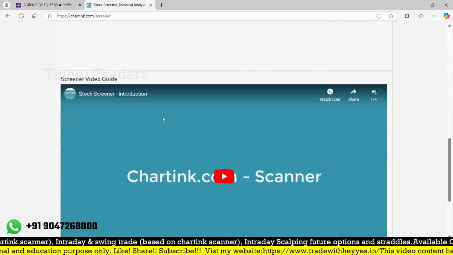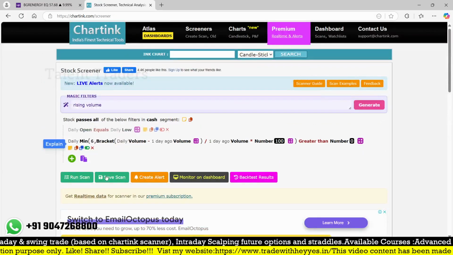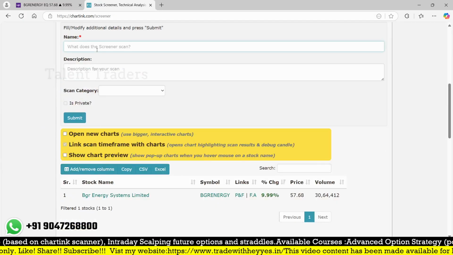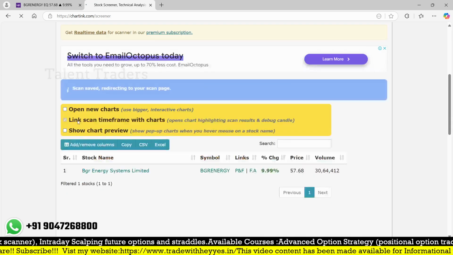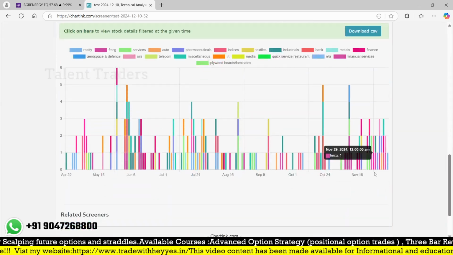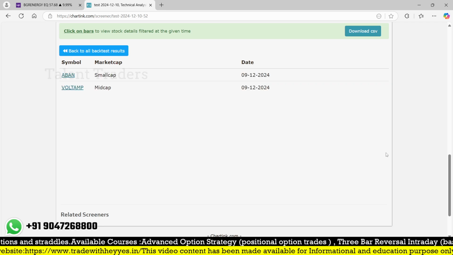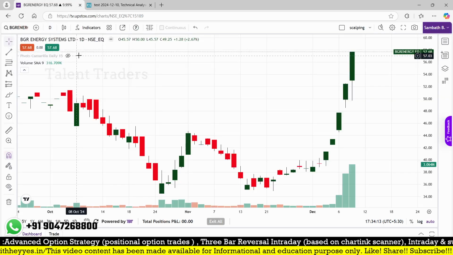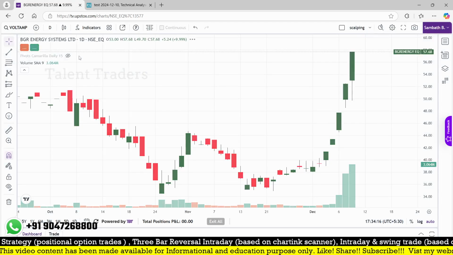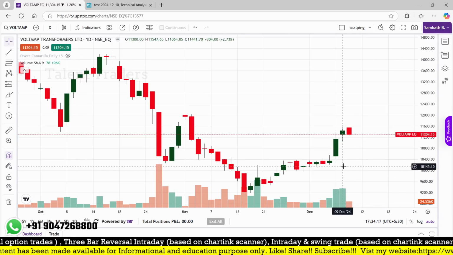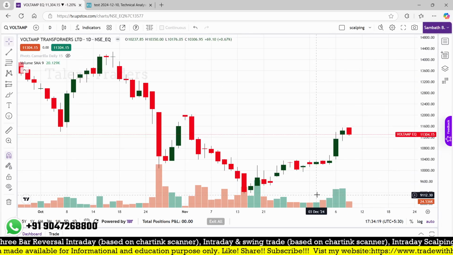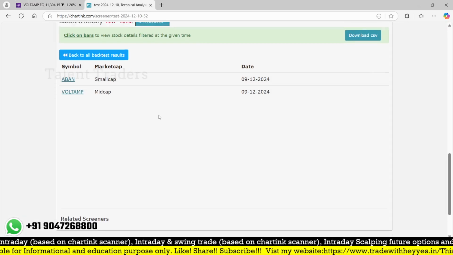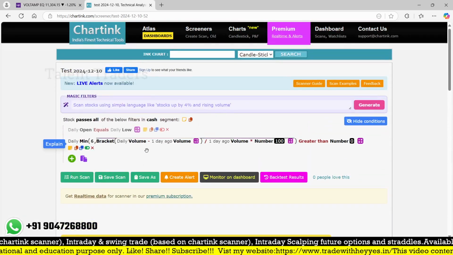Okay, so if you save the scan, you will be getting a backtest result, and I'm just saving it as a test. I'm not going to use this. And previously we have some stocks like here, two stocks on 9th December, Abon, Volt Amp, rising volume. So here 1, 2, 3, 4, 5. Because we used a -1 condition here, but you need to know what is the exact condition.